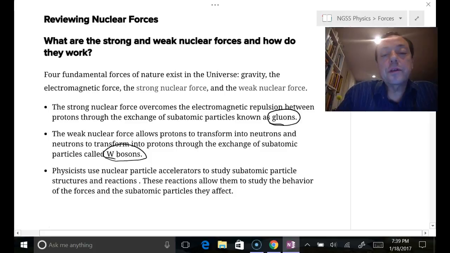Physicists use nuclear particle accelerators to study subatomic particle structures and reactions. These reactions allow them to study the behavior of forces and the subatomic particles they affect.